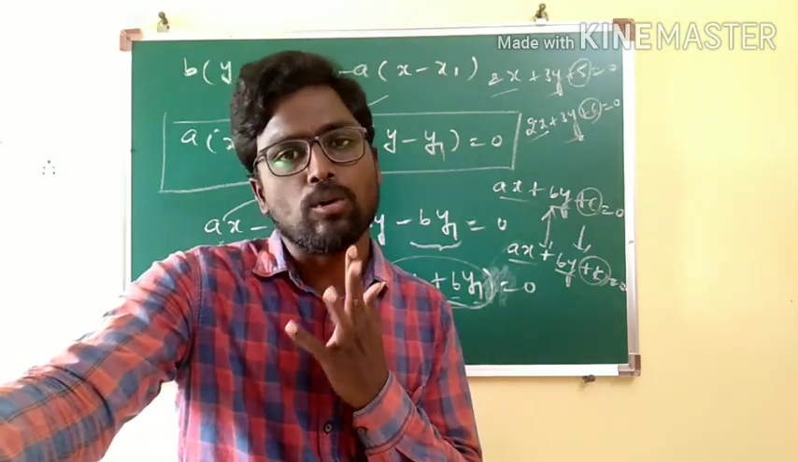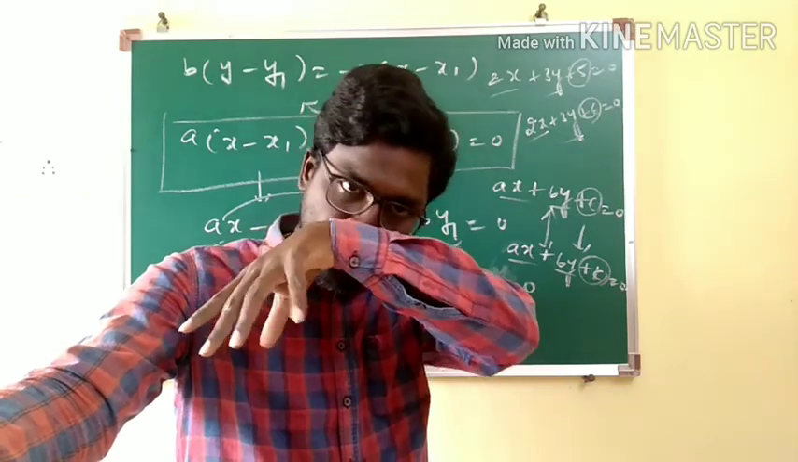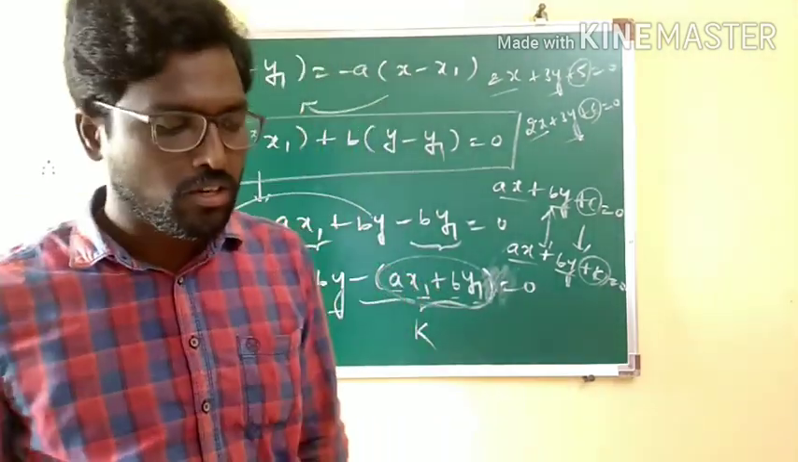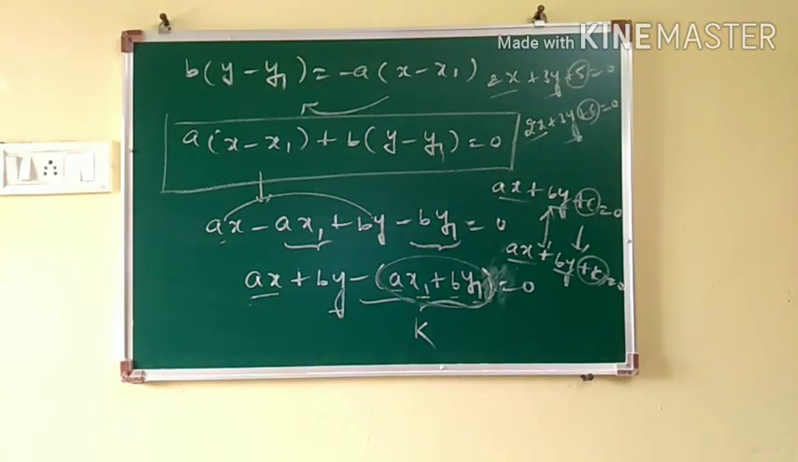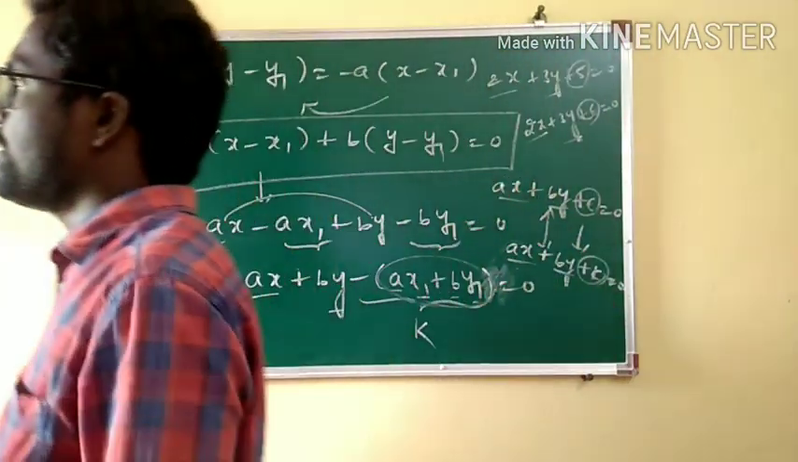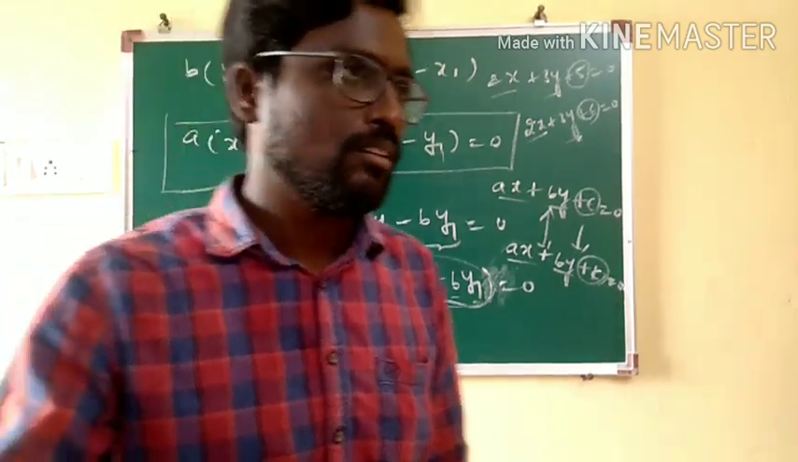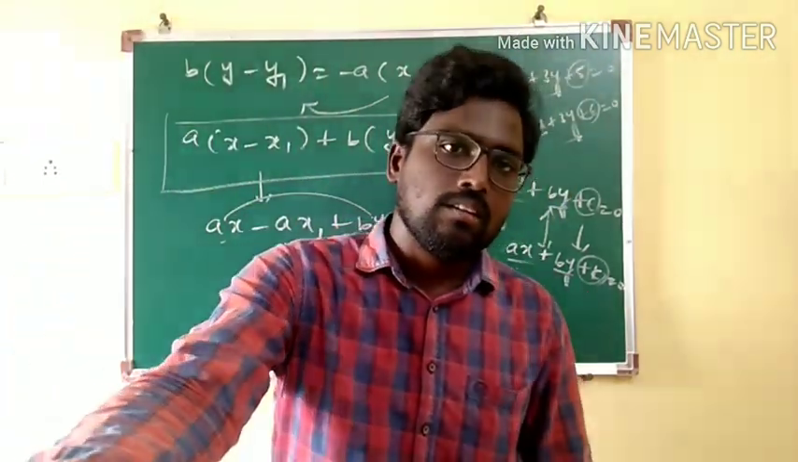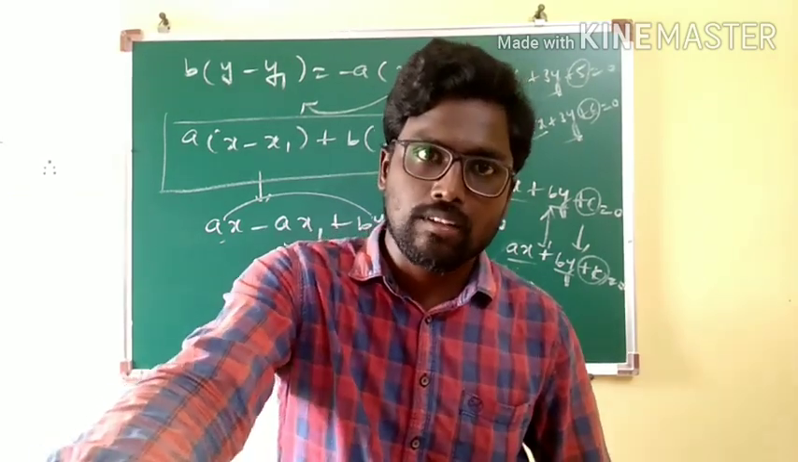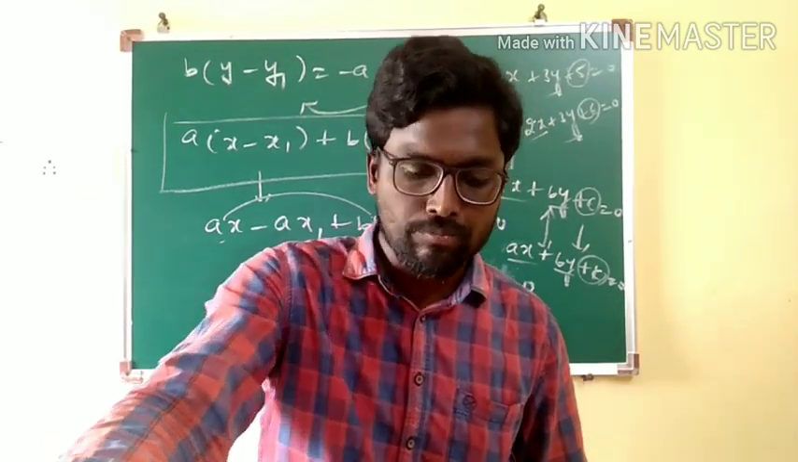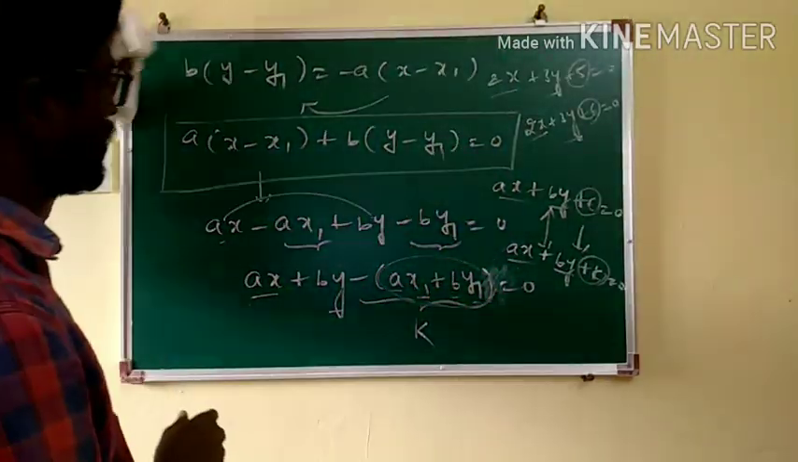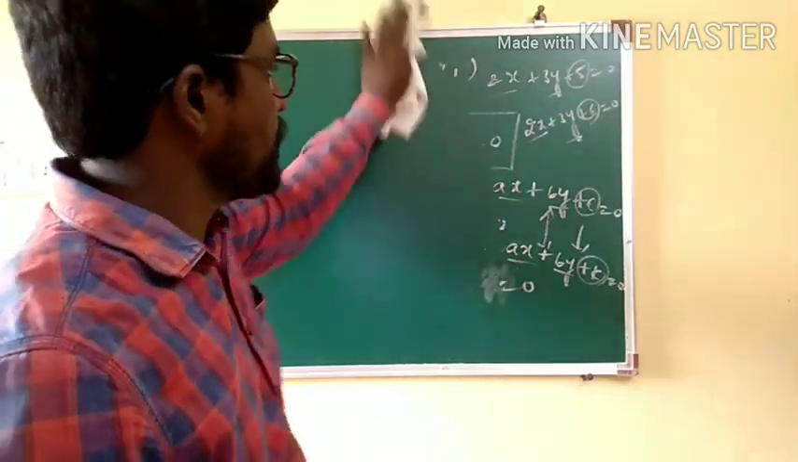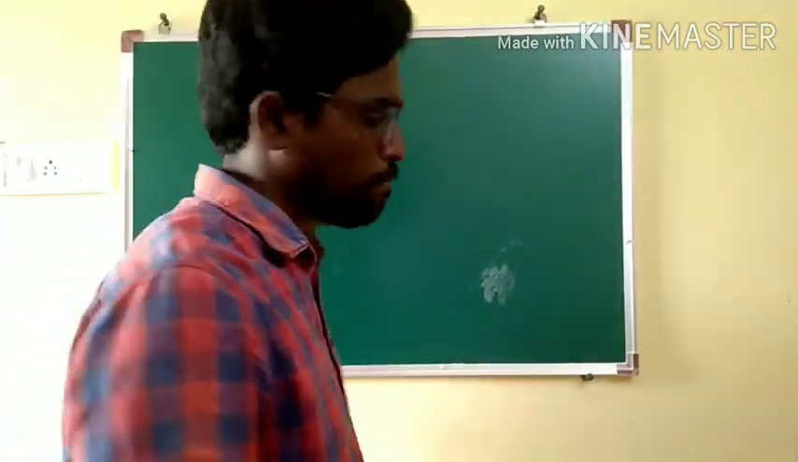Two parallel lines differ by only constants. That is, ax plus by plus k1 equal to 0 and ax plus by plus k2 equal to 0 are said to be parallel.